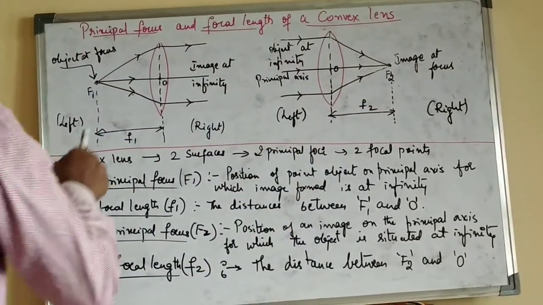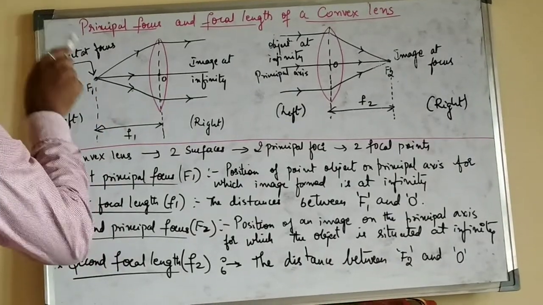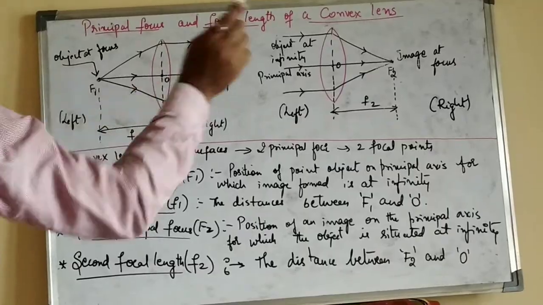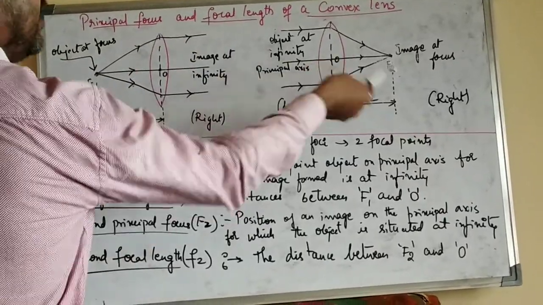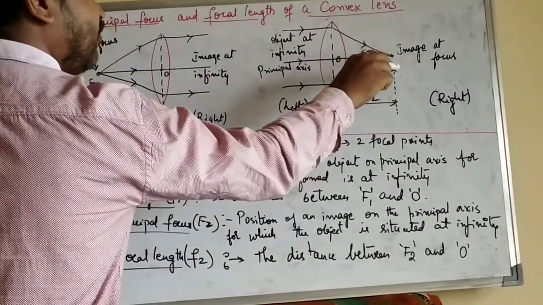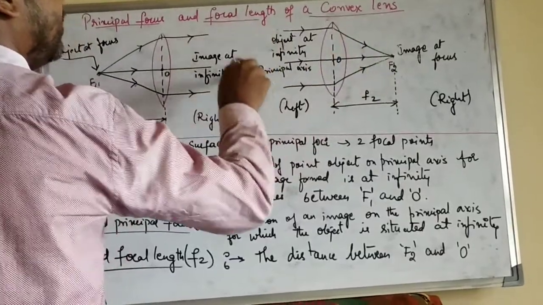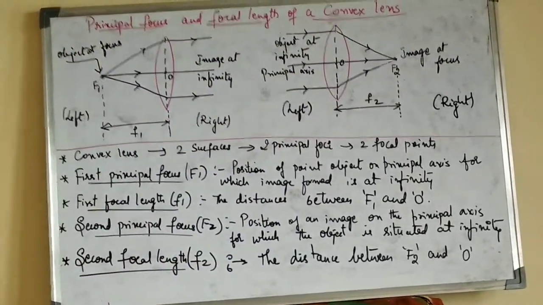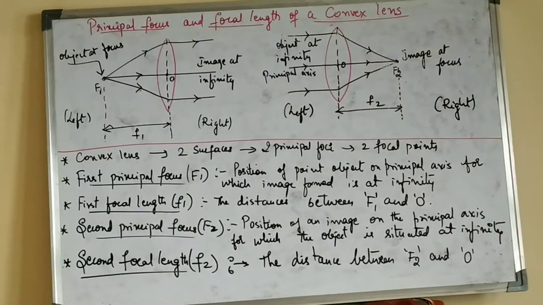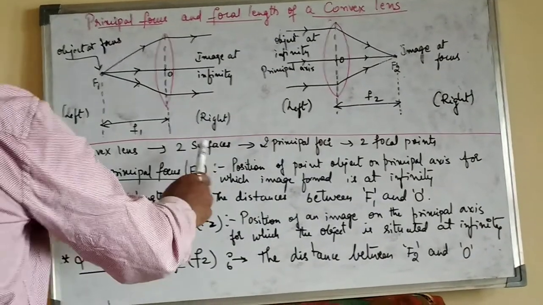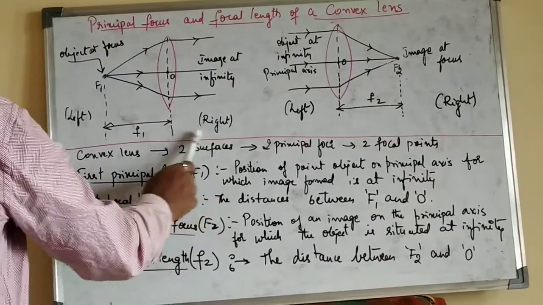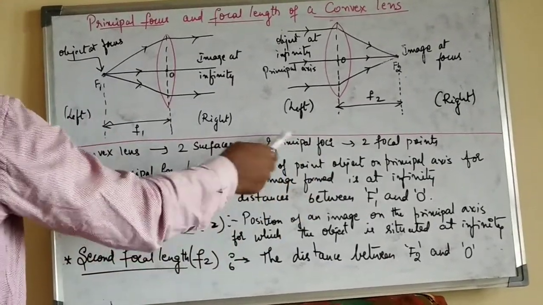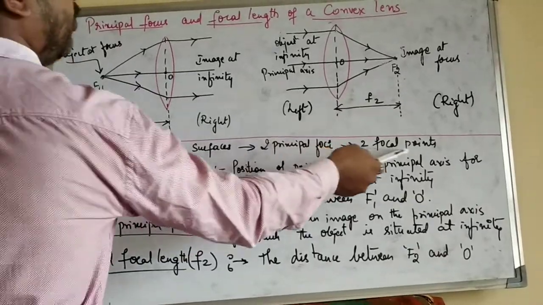So, when the object is at the first principal focus, you expect the image at infinity. But here, the image is at the second principal focus and the object is situated at infinity. So, very important: the principal focus and focal length of a convex lens. Since the convex lens has two surfaces, you have two principal foci and two focal points.